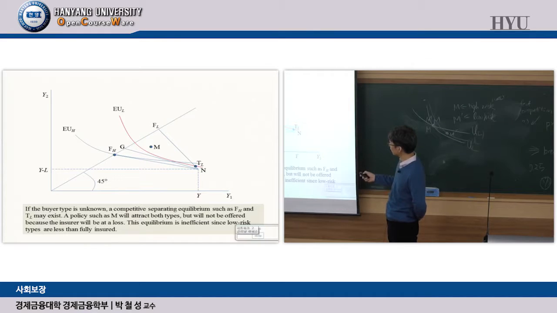The price of the insurance is the same as the probability of accident for the low risk types.